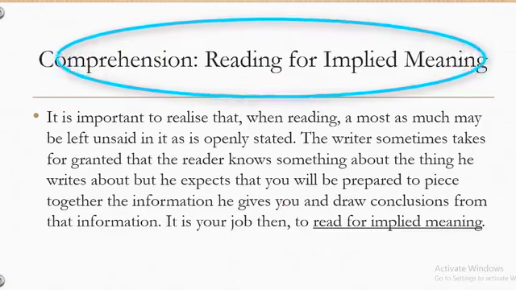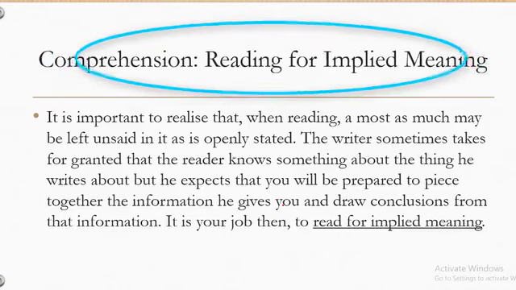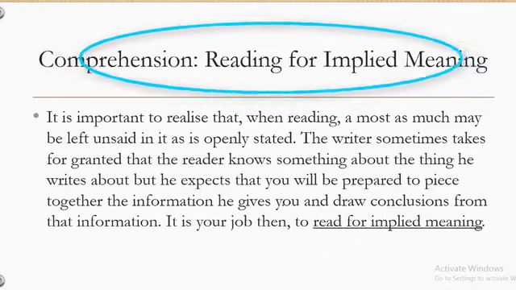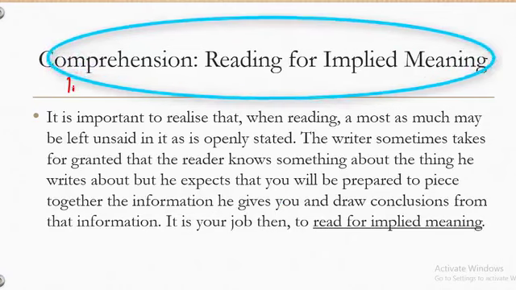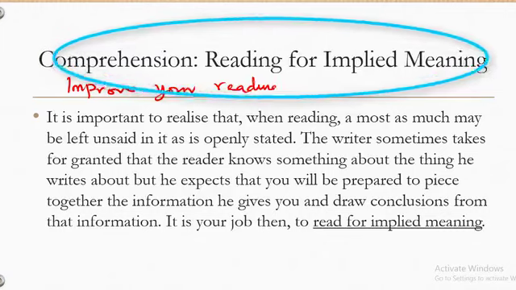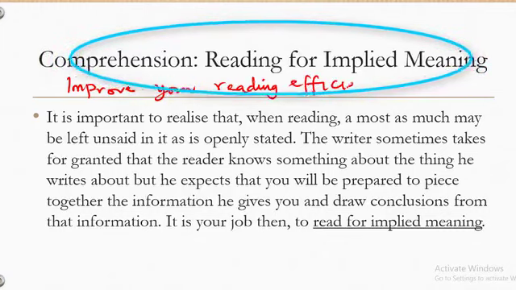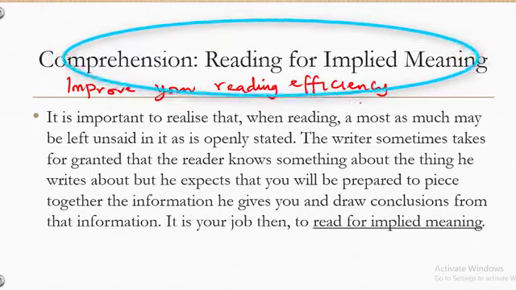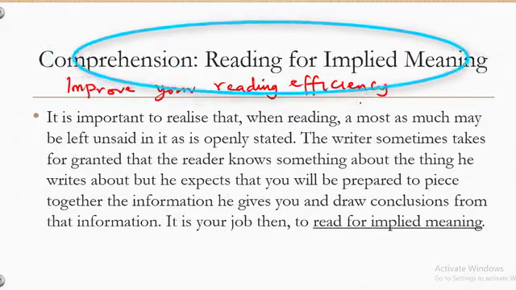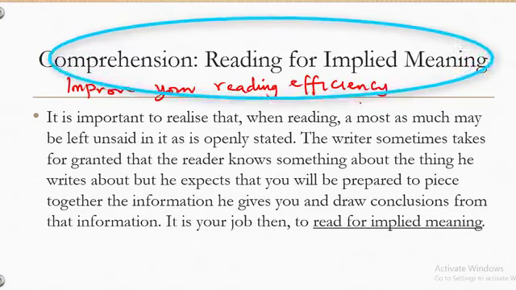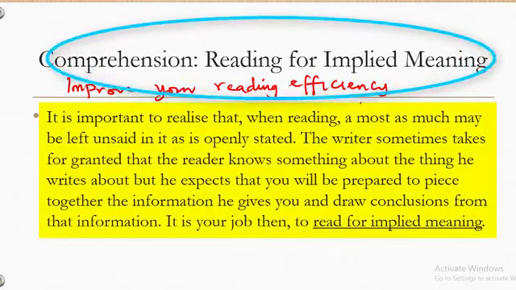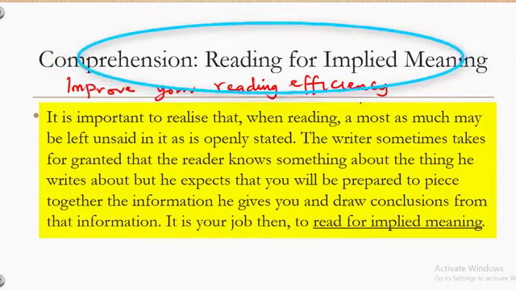So let's move on to comprehension, how to read for implied meanings. Like I told you, you cannot be better at comprehension without improving your reading efficiency. So it's very important that you improve your reading efficiency, and you can only do that by exposing yourself to several texts or passages. Okay, so let's look at some tips that will help us read for implied meanings. In other words, sometimes there is a tendency that the reader takes for granted what the writer actually has written.